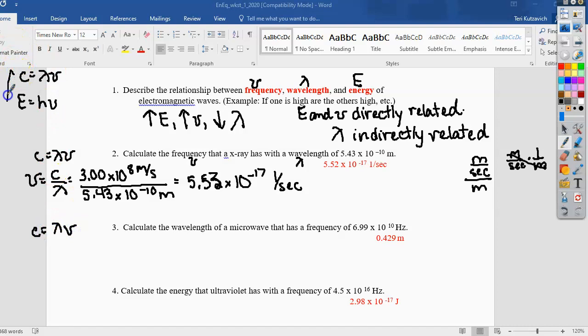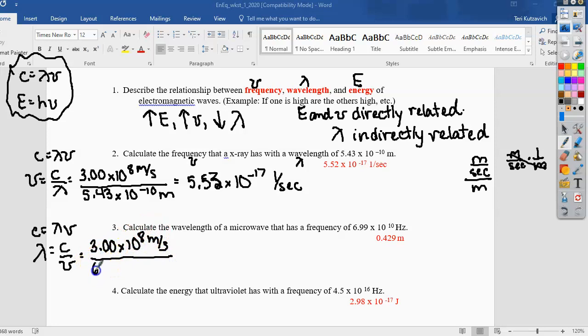So again, you have to go up here, look at the equations you're given that have wavelength and frequency in it together. Wavelength is c over nu. C is the speed of light constant. And nu is 6.99 times 10 to the 10th. And I'm going to change that hertz to 1 over a second. Because when I have meters per second divided by 1 over a second, it's the same as saying meters per second times second over 1. Your seconds are going to cancel, and you're just left with meters.